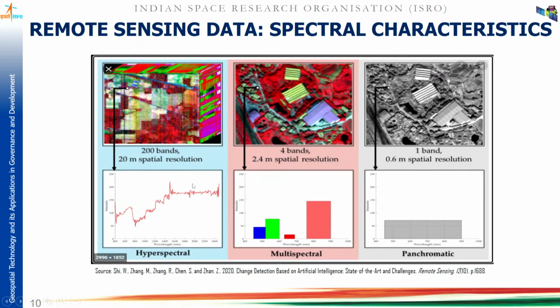So each image has its advantage, each sensor has its advantages and disadvantages. Here we have a low spatial resolution but a higher spectral resolution. Here we have a high spatial resolution but a low spectral resolution. And this is somewhere in the middle, where we have an optimum spatial resolution and an optimum spectral resolution also.